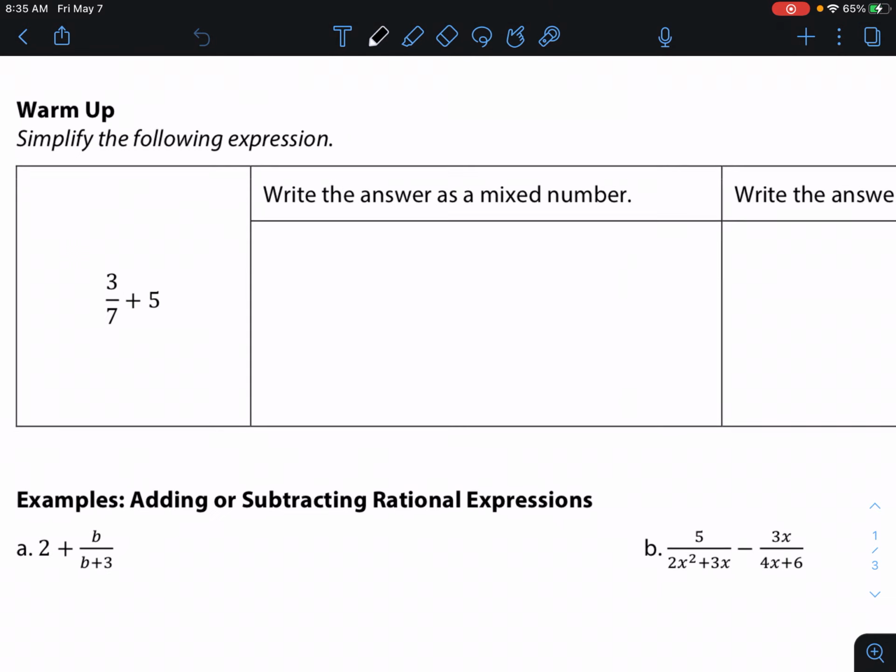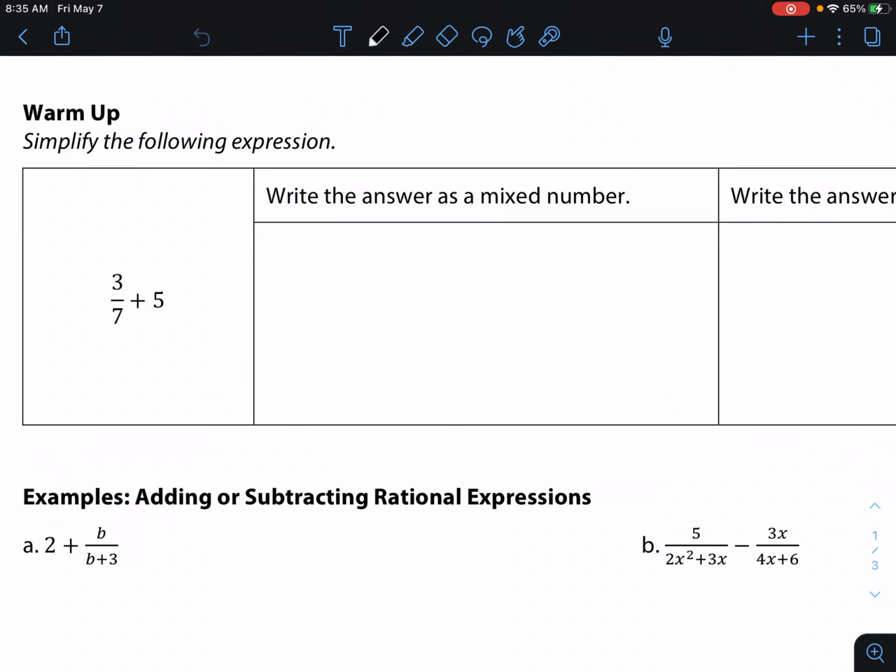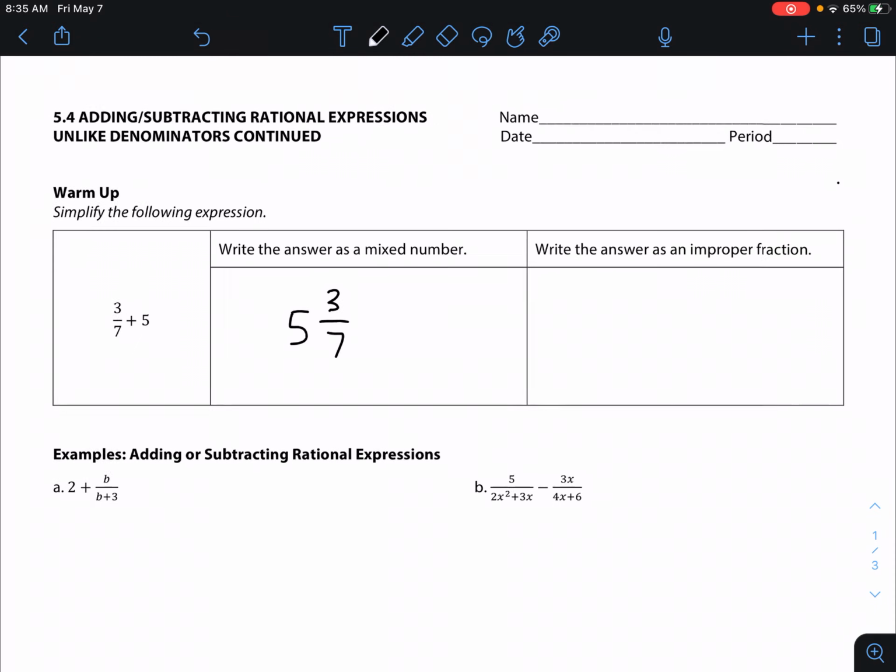So if you want to write this as a mixed number, it's actually pretty simple. It's just 5 3/7. But then if we want to write it as an improper fraction, the way you probably were all taught to do it is we take the 7, multiply it by the 5, we get 35, but then we have to add the 3 to it, and we put it all over 7. So we end up with 38 over 7. That's it. Not too bad.